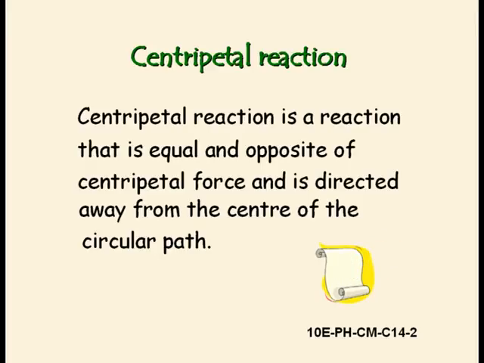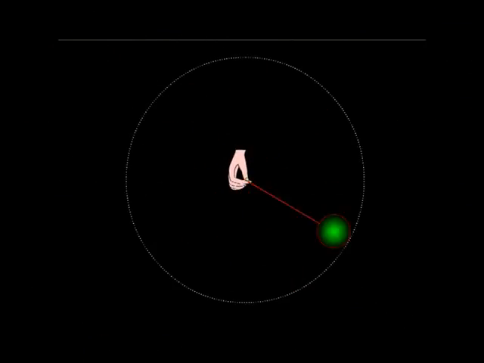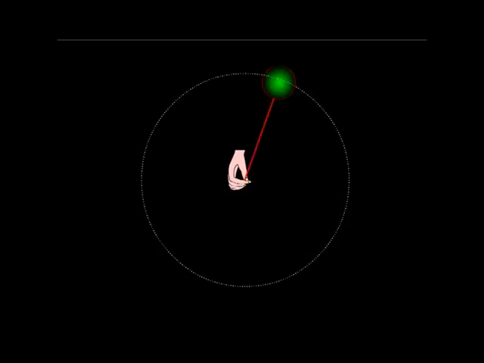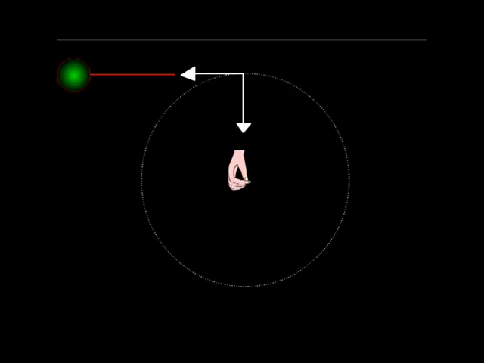Now, let us see what happens when centripetal force is withdrawn. A stone tied to a string is whirled to give circular motion. Suppose the string snaps, that is, the centripetal force is removed. The body continues to move in the direction of its velocity as per Newton's first law of motion. The body moves in a tangential direction, that is, perpendicular to centripetal acceleration.